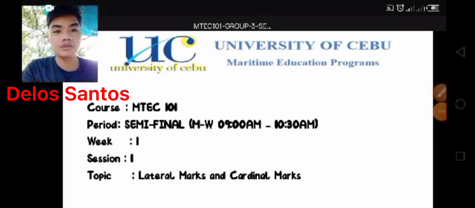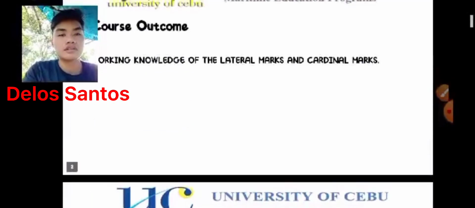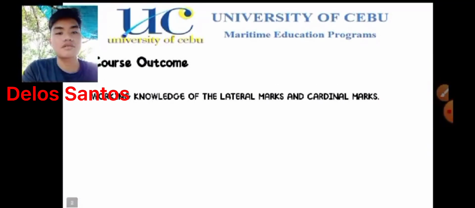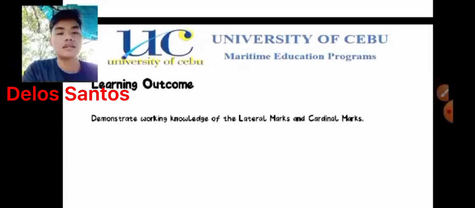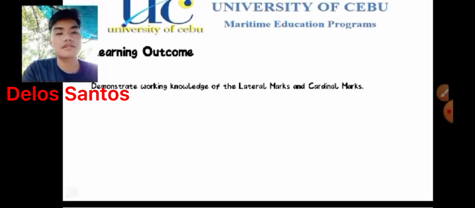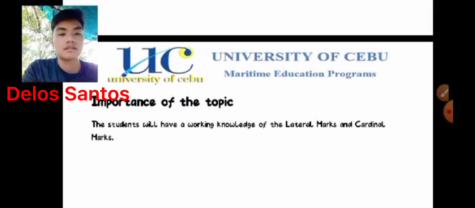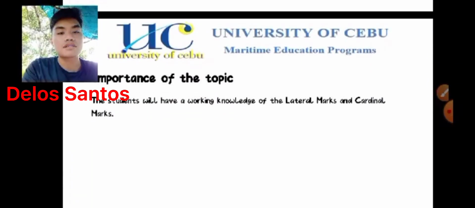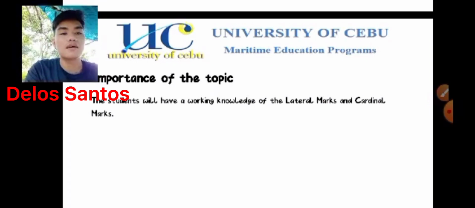We're here to report our topic, which is lateral marks and cardinal marks. So the course outcome of our topic is working knowledge of the lateral marks and cardinal marks. And the learning outcome of our topic is to demonstrate working knowledge of the lateral marks and cardinal marks. So the importance of the topic is that the students will have a working knowledge of the lateral marks and cardinal marks.